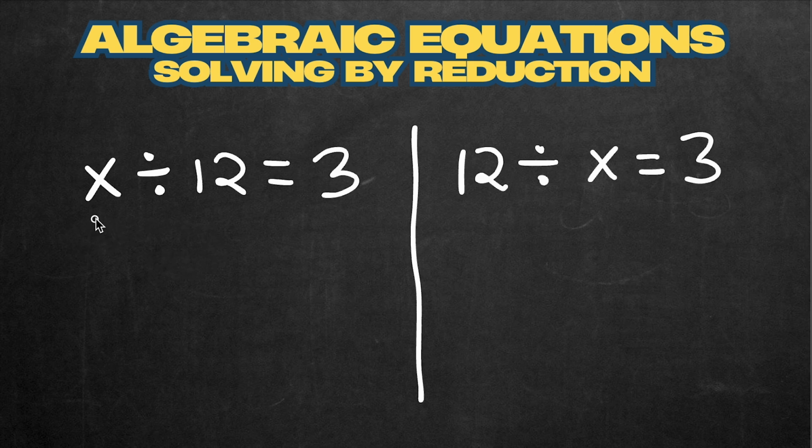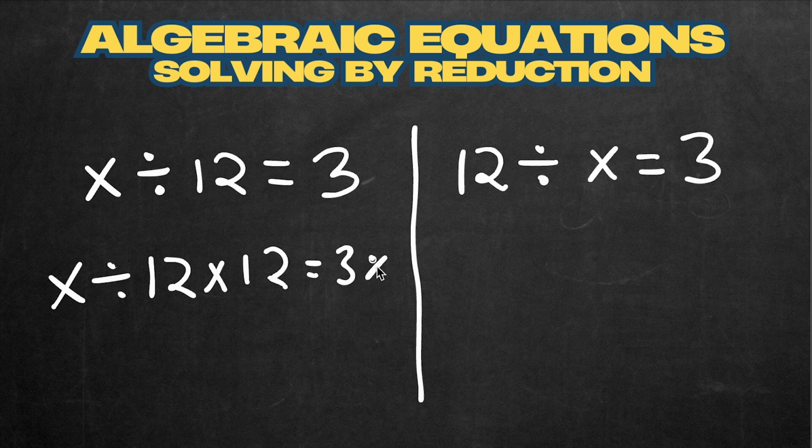For example, in this case, I see x is divided by 12. If it is divided by 12, what is the opposite action? Remind me, the opposite action of divide is multiply. So I will multiply by 12: x divided by 12 multiplied by 12 equals 3 multiplied by 12 as well. Divided by 12 multiplied by 12 will make it a 1. So there will be only x remaining, and on the other side it will be 36.